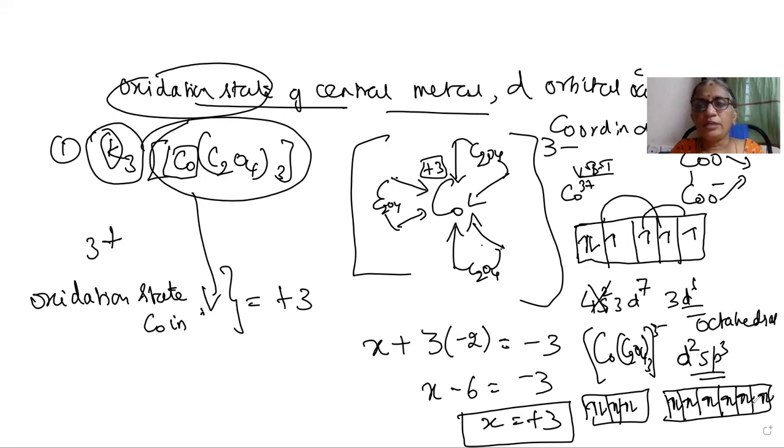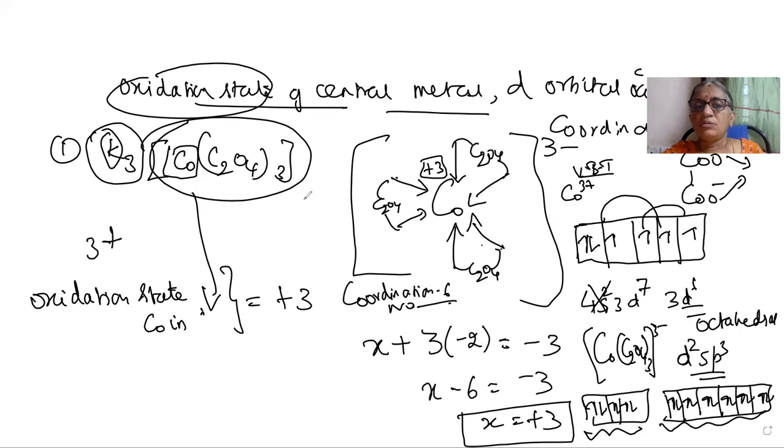So this is the d orbital occupation of the complex. These 3 pairs are the metal electrons and these 6 pairs are the ligand electrons. And what is the coordination number? How many bonds is each metal bonded to? That is the coordination number. So in all octahedral complexes, the coordination number of the central metal is 6.